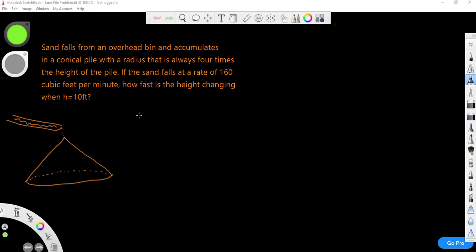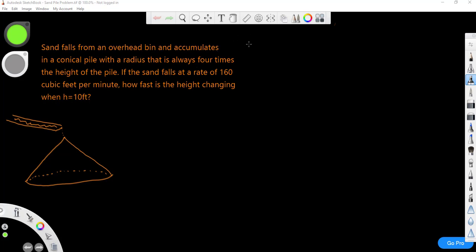Alright, so we're working with rates of change, and let's see what this problem has for us. Sand falls from an overhead bin and accumulates in a conical pile with a radius that is always 4 times the height of the pile. If the sand falls at a rate of 160 cubic feet per minute, how fast is the height changing when h equals 10?